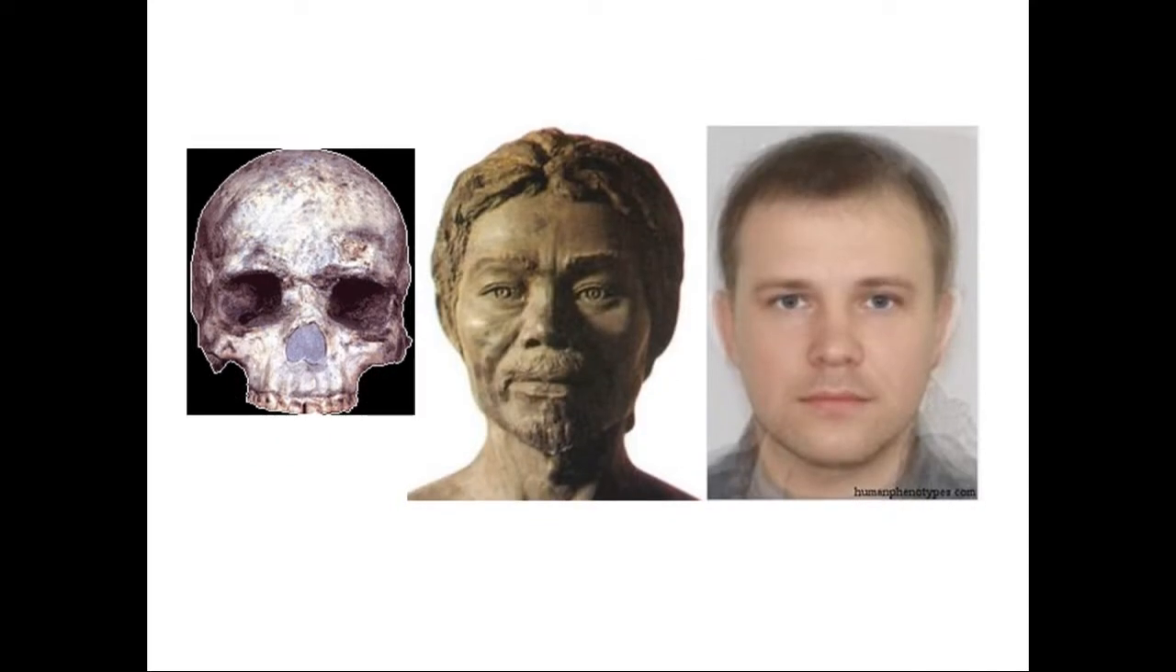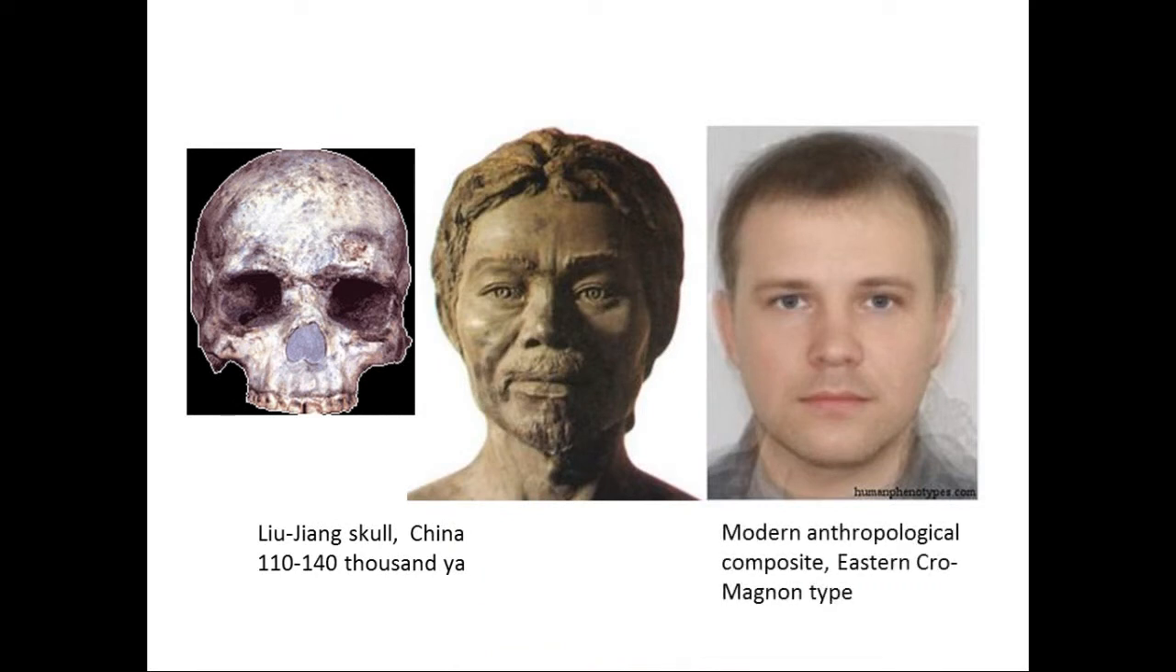On the left is a skull found in a cave in China. In the center is its reconstruction. The skull was found in ground layers that are approximately dated between 110 and 140,000 years. To the right we see a photocomposite of modern people of Eastern European type or of white-faced Cro-Magnon strain. Just based on this, the out of Africa theory can stand no more, even without any genetic tests. But some may affirm that this is the oldest skull which shows modern man Homo sapiens Cro-Magnon traits.